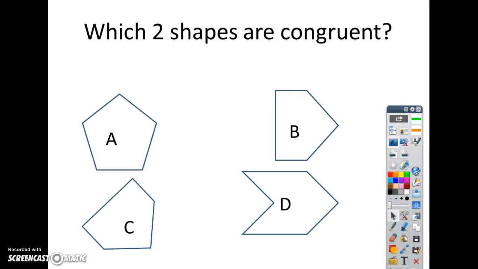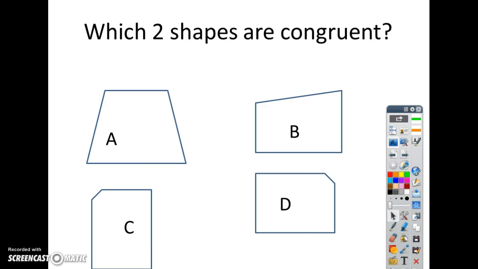Which two of these are congruent? Well, D has 6 sides and the rest have 5, so he's definitely not. It looks like B and C. Which two of these would be congruent? It looks like they took D and just flipped it on its side. That would make a C.